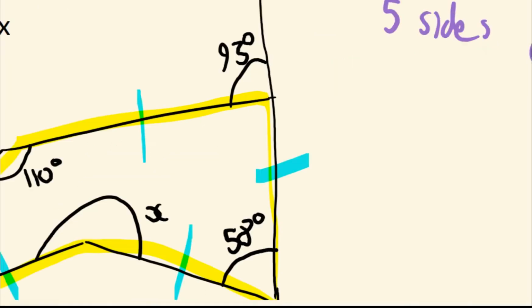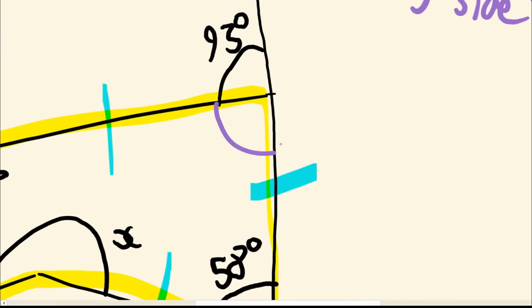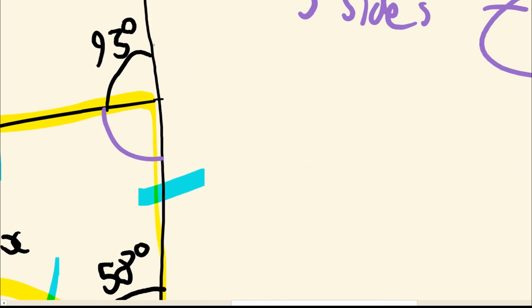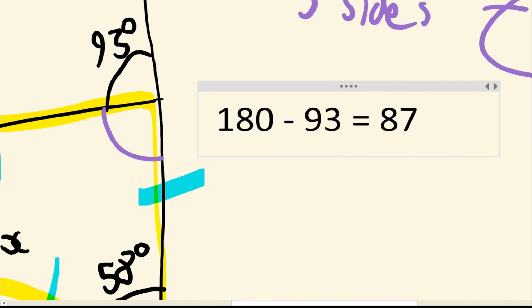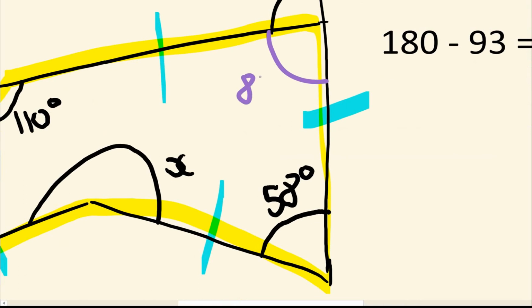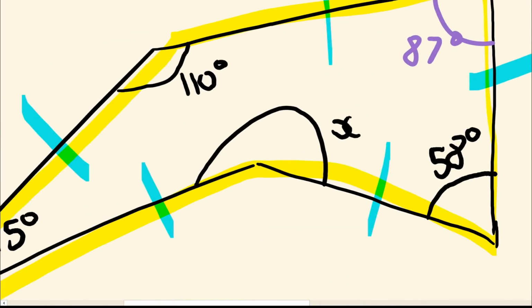Again, just like before, we are missing an angle. Before we can do anything, we have to work out this angle here. And yet again, we've got a straight line. So it's a really common format of question. We know straight lines add up to 180. So we can just do 180 minus 93, which gives us 87. So this last angle inside the shape is 87 degrees.